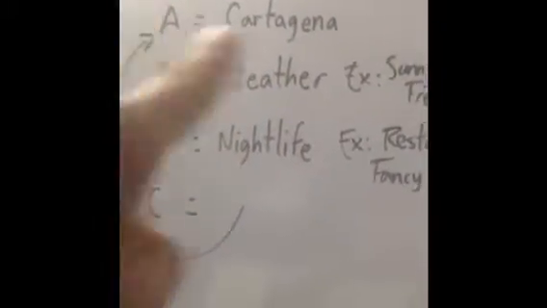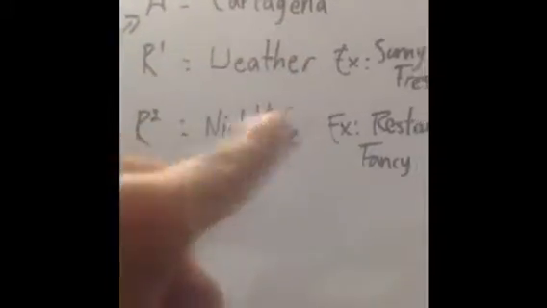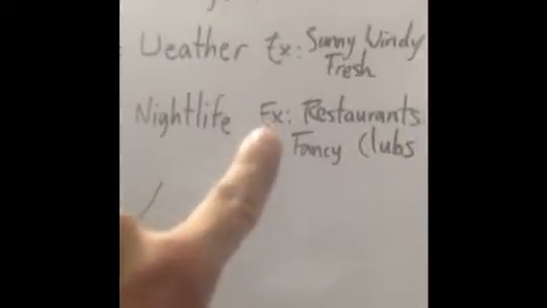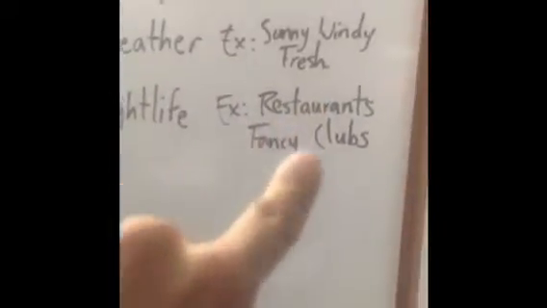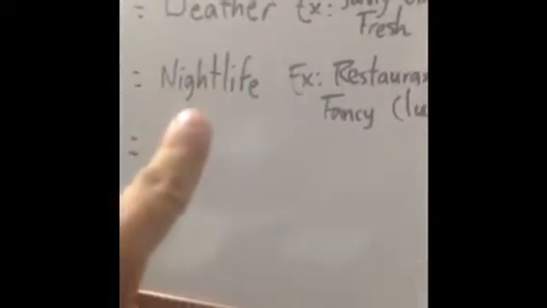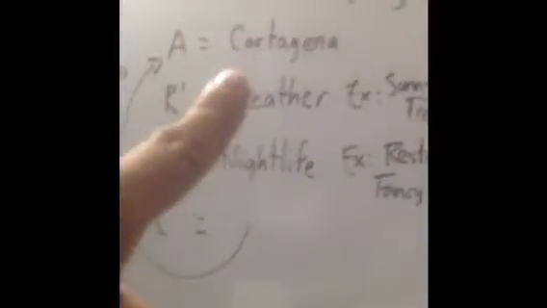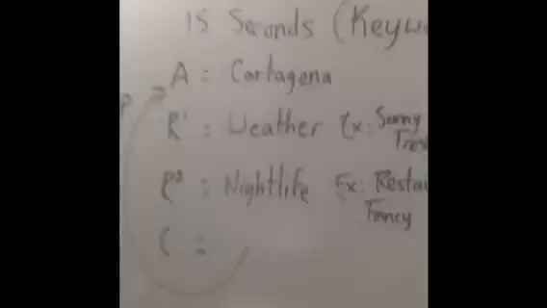So in this case, where do you want to live? Cartagena. Reason 1, weather. Reason 2, nightlife. And then if you have some time, you might make some examples. Sunny, windy, fresh, for the fact that you chose weather. The second examples would be restaurants, fancy clubs, because of the fact that you chose nightlife. And then after that, you would write your conclusion, right? You don't have to write your conclusion here. You just basically have to draw an arrow back to the answer, Cartagena. This tells you that, okay, I have to go back to that response, but then I have to give it a different wording. That's something that I explained to you before. So this would be the kind of planning that you would need to use, okay?